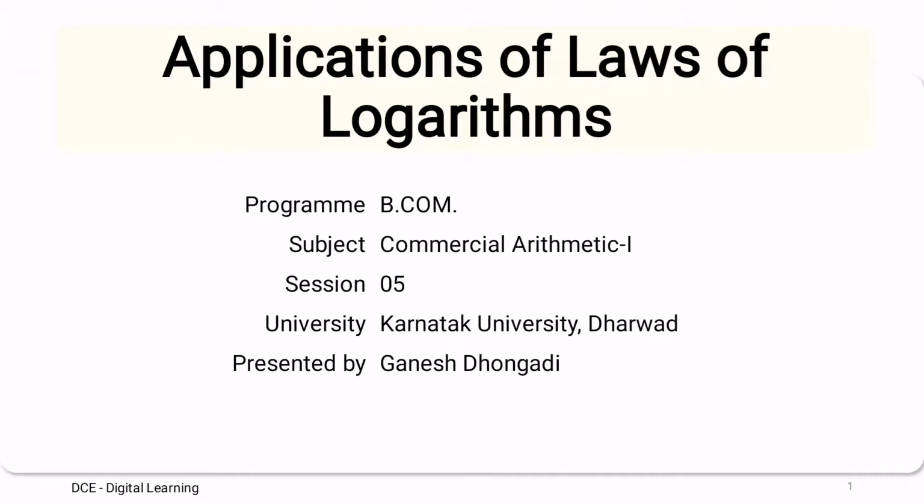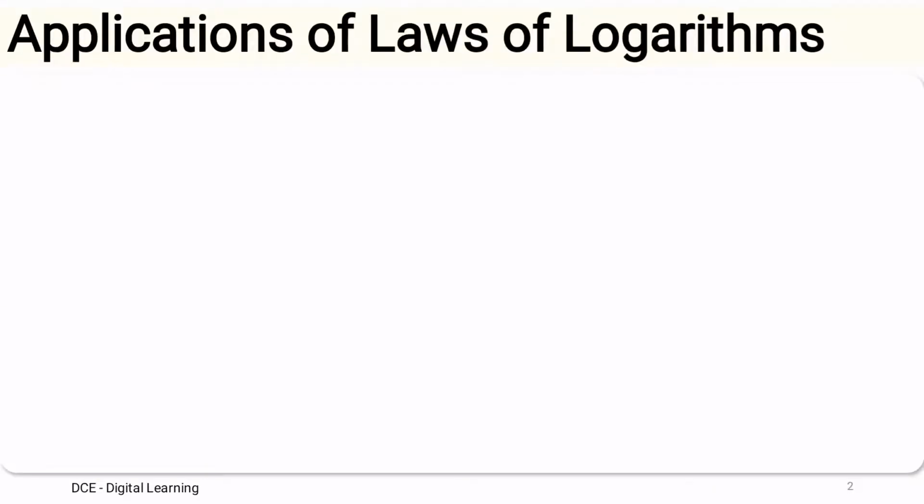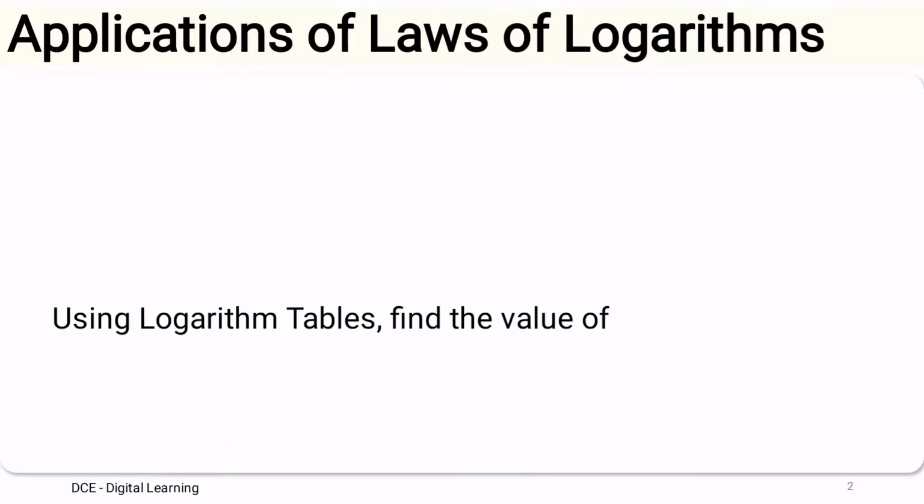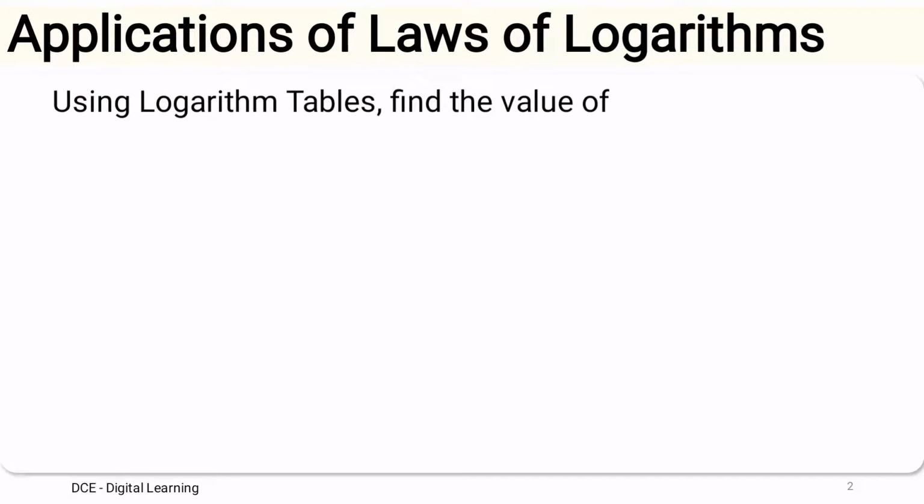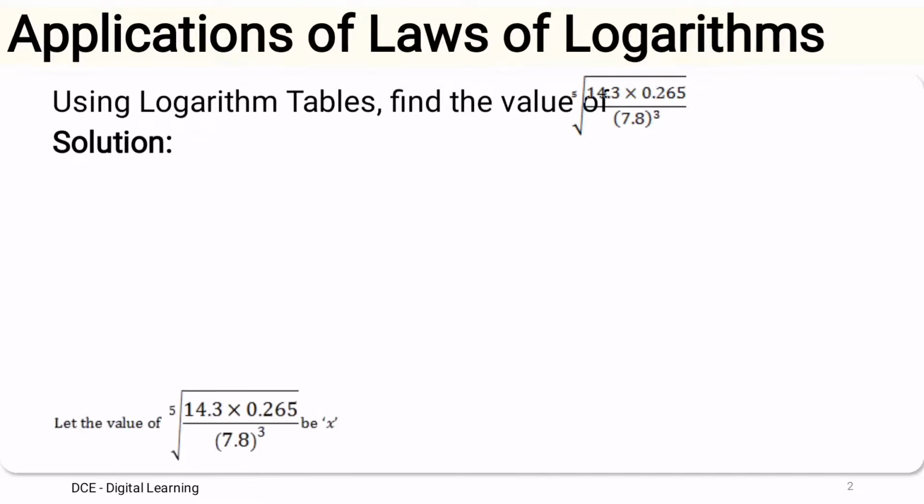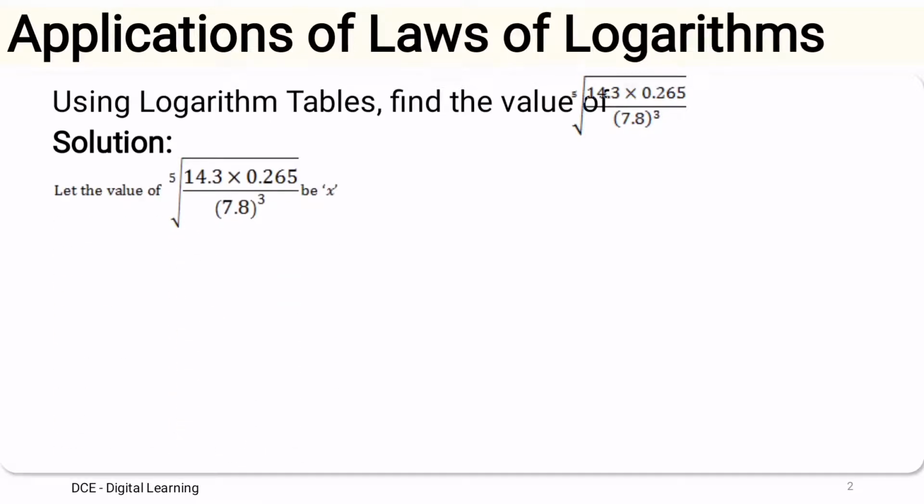We have been discussing how to use laws of logarithms for solving complex arithmetical calculations. So in this session we shall see one more example on how to use laws of logarithm for solving complex calculations. Using logarithm tables, find the value of the fifth root of (14.3 into 0.265) divided by 7.8 raised to 3. Let this value be x.